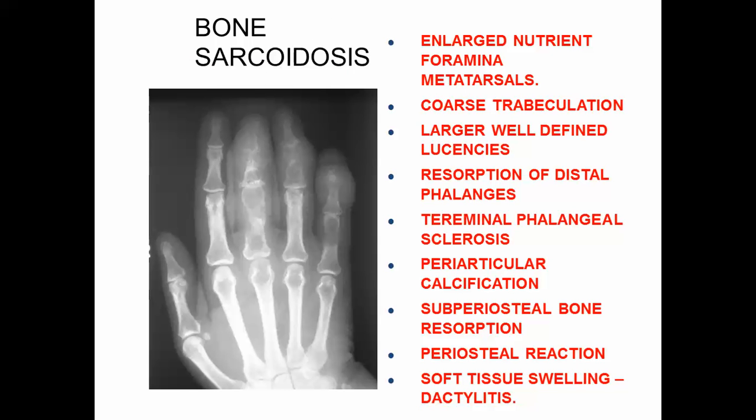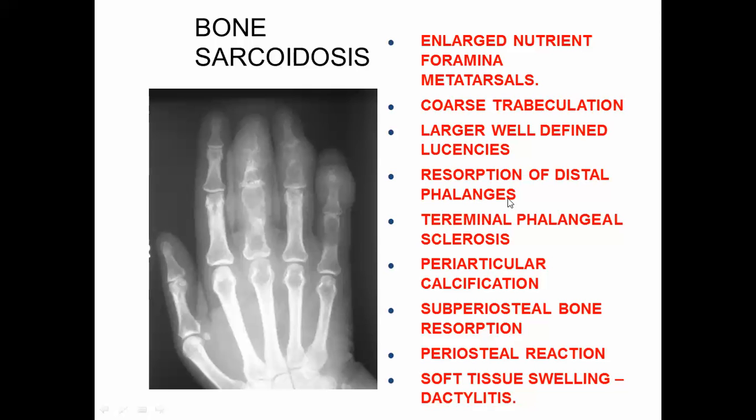Systemic lupus. Now, sarcoidosis is a granuloma, similar to TB, similar to fungus. So expect cystic changes. Cystic changes like cystic TB and cystic fungus infection will result in such an appearance. This is bone sarcoid. There is enlargement of the nutrient foramina, but this is not characteristic. Coarse trabeculation, large, well-defined lucencies, resorption of the distal phalanges, and this is the fourth one in the acroosteolysis.